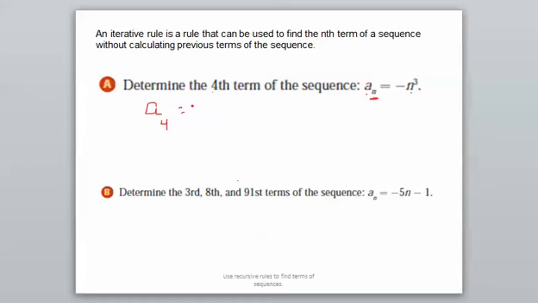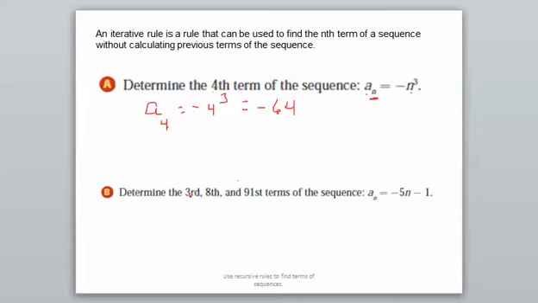So it's going to be equal to negative 4 cubed. Well, 4 times 4 is 16 times 4 is 64. So this is going to be equal to negative 64. All we're doing is sticking the value for n into whatever they give you for the equation for n.